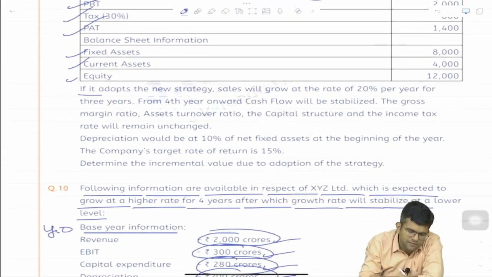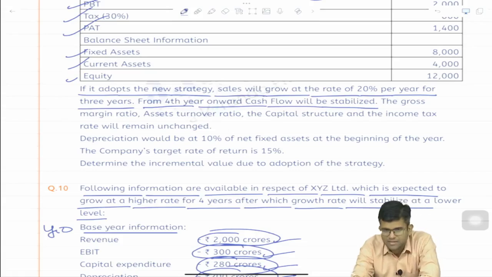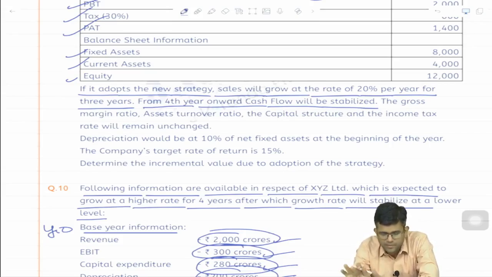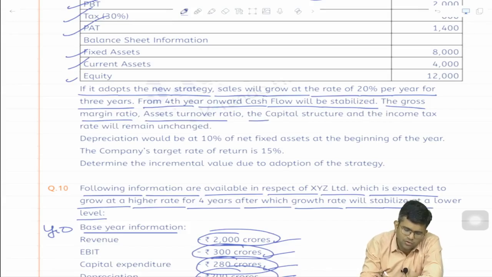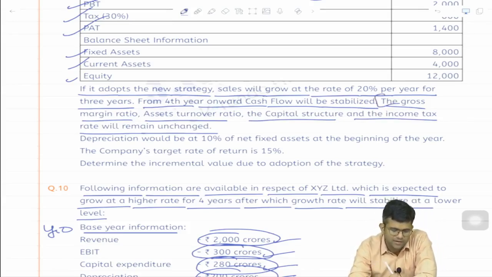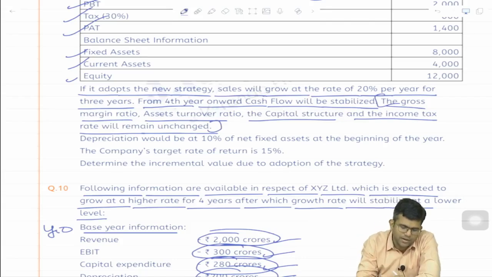Now, if it adopts the new strategy, sales will grow at the rate of 20% per year for 3 years. From the 4th year onwards, cash flow will be stabilized. So for the first 3 years, the sales will rocket at 20% per annum. The gross margin ratio, asset turnover ratio, capital structure, and income tax rate will remain unchanged. This has a very high significance in the question. As we do the solution, we'll talk about it.